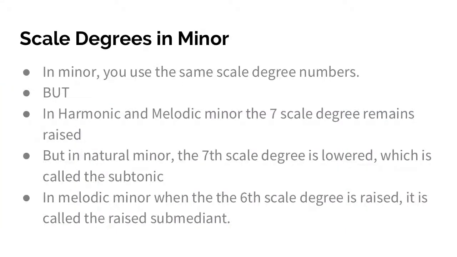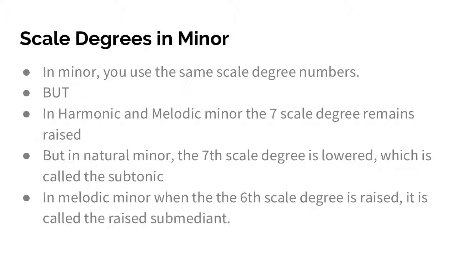Scale degrees in minor. In minor you use the same scale degree numbers, but in harmonic and melodic minor, the 7th scale degree is raised. In natural minor, the 7th scale degree is lowered, and it is called the subtonic.